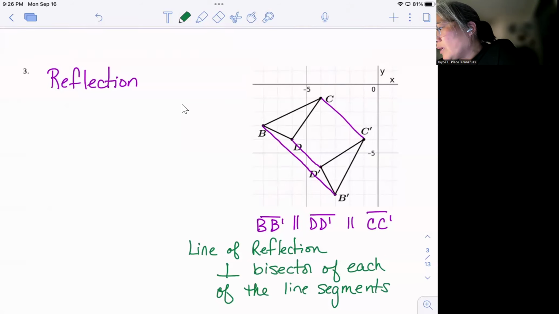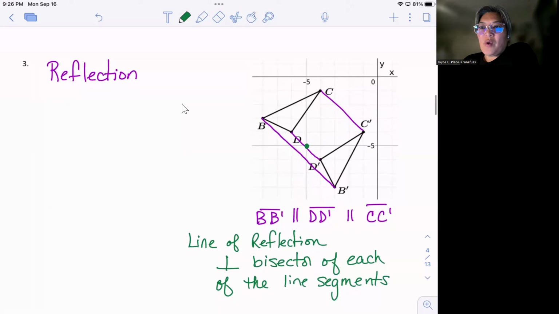So if I count D to D prime, that is halfway in between. So that's that perpendicular bisector. Now the slope of the original D to D prime is down one, right one. So the slope of the perpendicular bisector is up one and right one. So we could draw the perpendicular bisector.